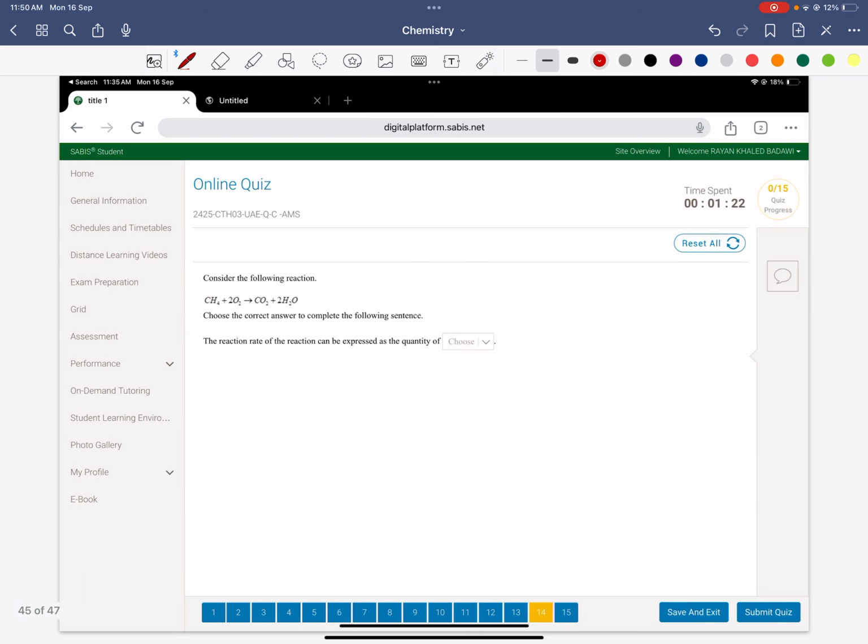Choose the correct answer to complete the following sentence. The reaction rate of the reaction can be expressed as the quantity of. So here we have to look at the products, and usually reaction rates are per unit time. So we look at the products, we could say it's H2O per unit time. Okay? Make sure it's per unit time.